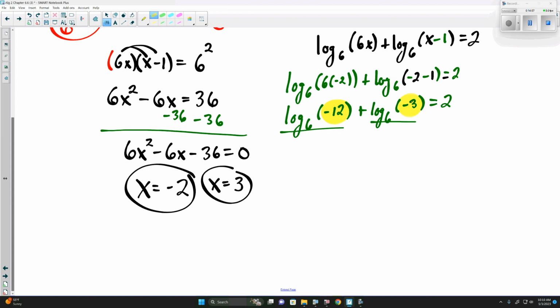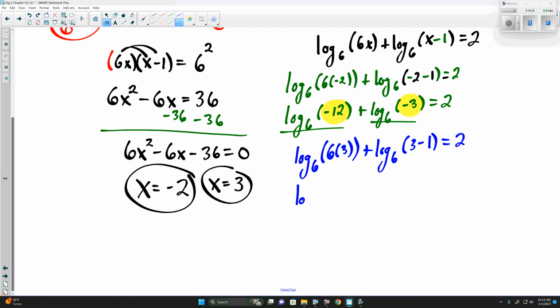Now if we do the same thing with, let's go blue, 3, log base 6 of 6 times 3 plus log base 6 of 3 minus 1 equals 2. And when we simplify, we get log base 6 of 18 plus log base 6 of 2 is equal to 2. And if we notice here, this time 18 and 2, they're both positive.